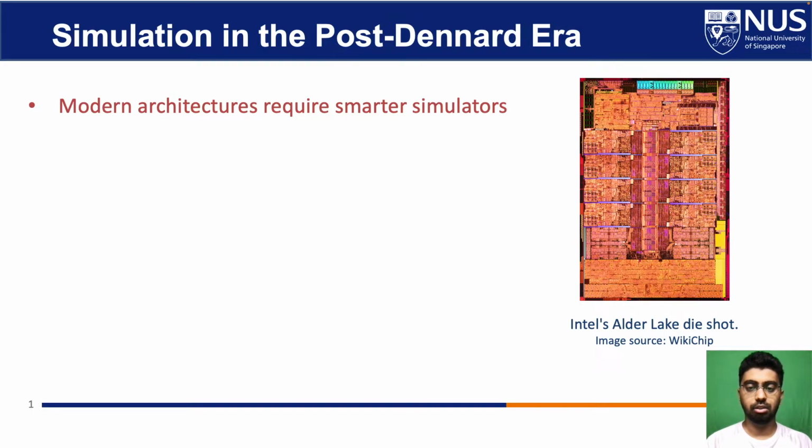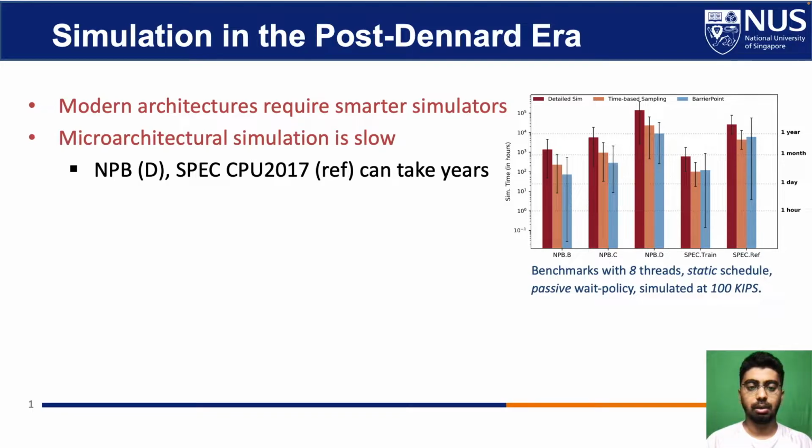The cycle-accurate simulation of complex applications running on large multi-core systems is essential in designing post-Dennard processors. Unfortunately, microarchitecture simulations can take an extremely long time. The graph shows that the standard benchmarks with realistic inputs can take months or years to simulate on cycle-accurate simulators.